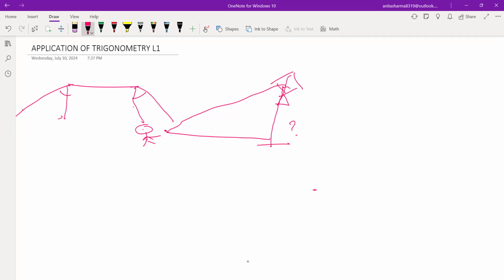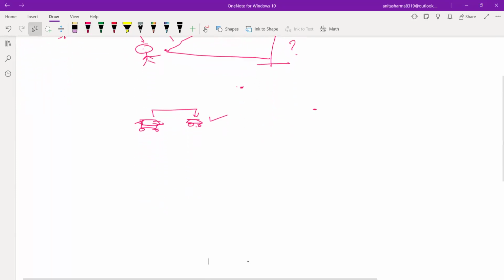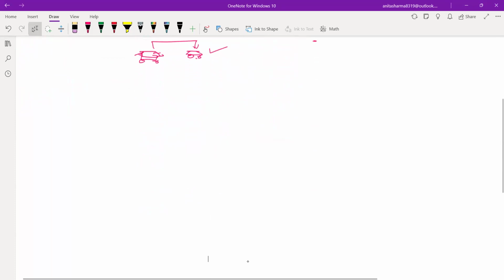Or suppose two cars are approaching. This car is approaching this car. So after what distance, or after what time, will they meet? How to find this, we will learn in this chapter. So before that, there are two terms in this chapter.